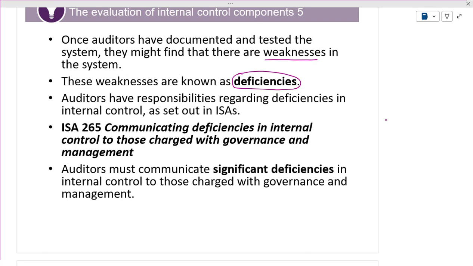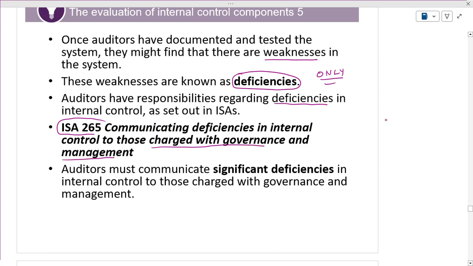We are supposed to focus on this area only. Auditors have a responsibility regarding internal controls. What is the standard? You have to communicate deficiencies in internal controls to those charged with governance and management.